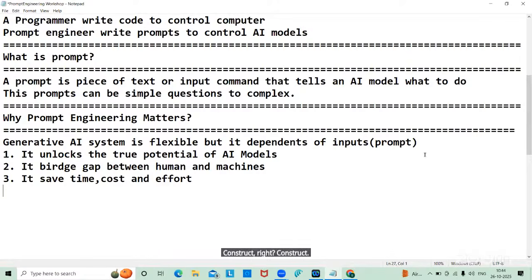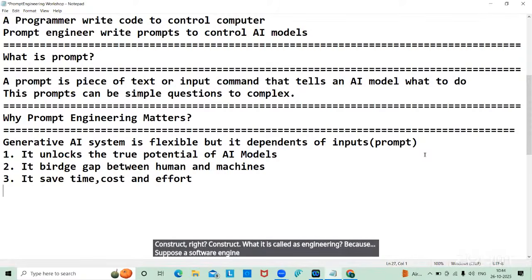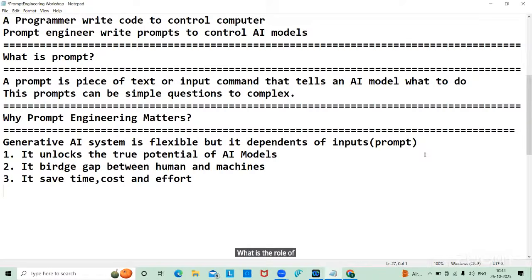Why is it called engineering? Suppose a software engineer is there. What is the role of a software engineer? Who builds software, right? What is the role of a hardware engineer? Who does some repairing, right? What is the role of a test engineer? Who does testing, right? What is the role of a civil engineer? Who constructs the bridges and houses and all the things?